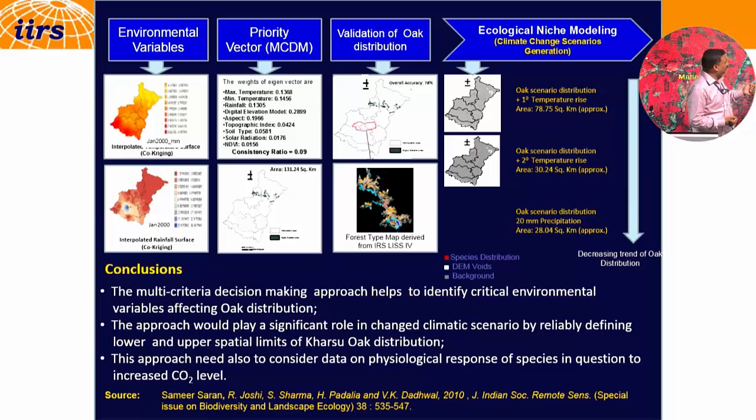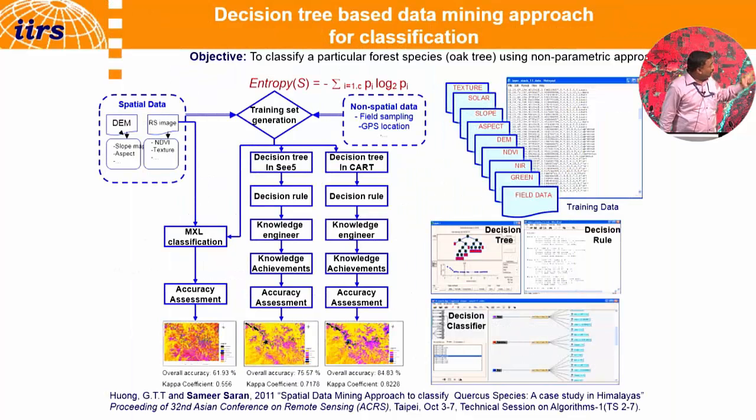So what I am doing is I am changing the climate surfaces, meaning temperature surfaces, and from there automatically the niche will shift from one place to another. So that concept you can easily apply, and this particular paper was also published in a good journal, and it is being cited by many international researchers.